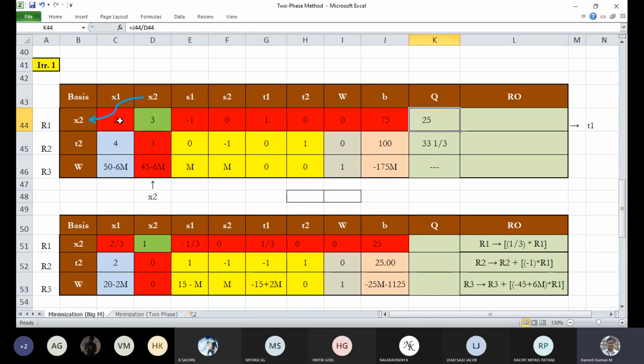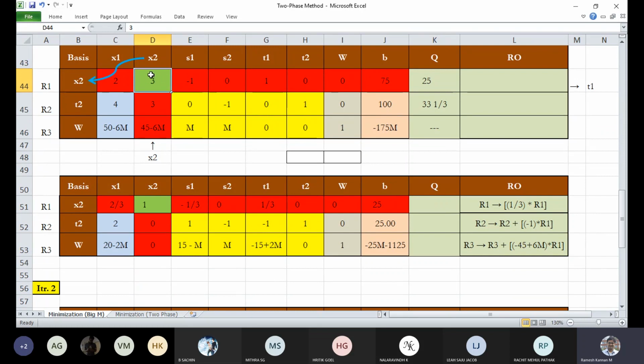Then the point of intersection of the key row and key column is called the pivot, right? So this is the pivot. And now we will perform the Gauss-Jordan elimination process. What that means is we will make this pivot element 1, and we will make all the elements in the key column 0 other than the pivot, right? So I repeat, we will make the pivot element 1, then all the elements in the key column other than the pivot 0.